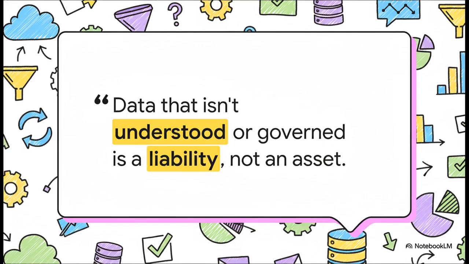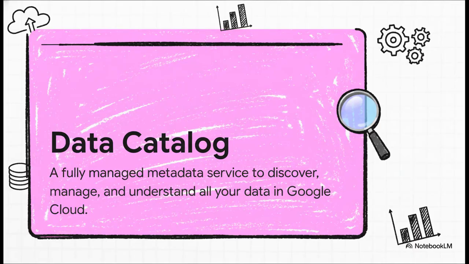Because honestly, if you don't know what data you have, who can access it, or if it contains sensitive info, that data quickly becomes a huge risk instead of an asset. And that's the exact problem that Data Catalog is built to solve. Think of it like a library catalog, but for all of your data across Google Cloud. It automatically scans everything and indexes the metadata, giving you one central place to discover and understand all the data you actually have.